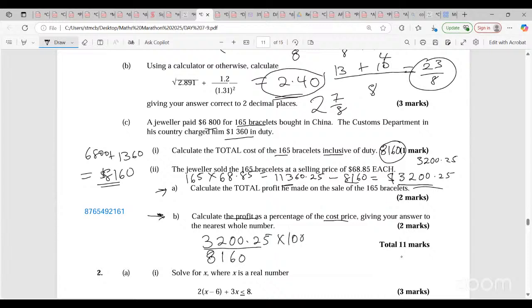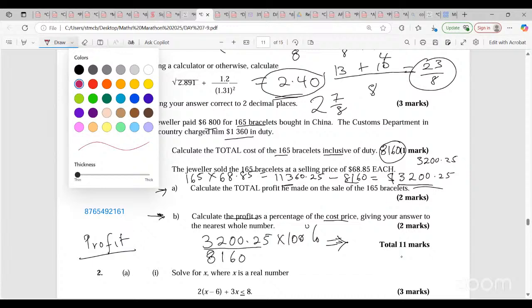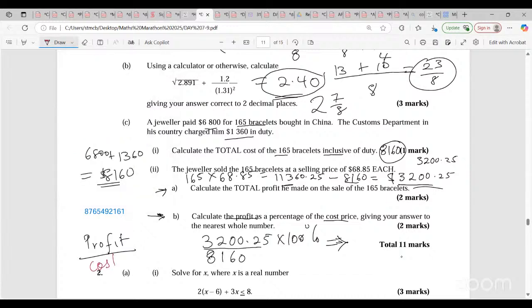Somebody said 39%. I believe that person. Lataya said 39. I believe the 39 more than the 67. Work that out on the calculator, guys, and tell me again. Because remember, it's the profit over the cost price. Let me just write it over here. But remember, we know the total cost price, right? You know the total cost price is 8,160.